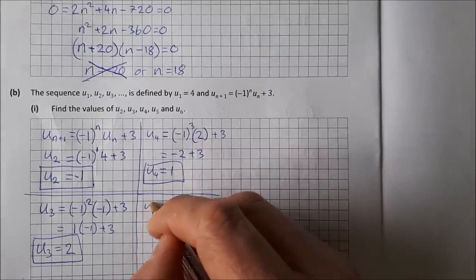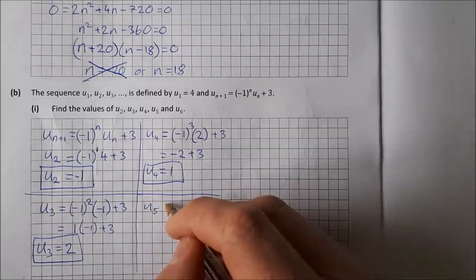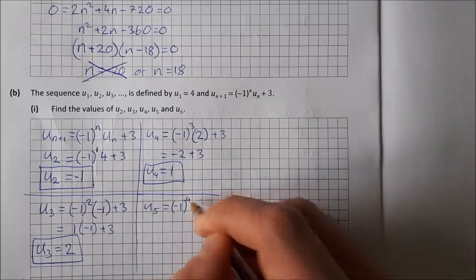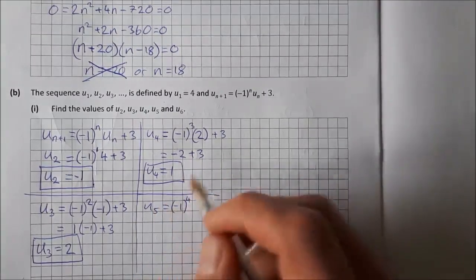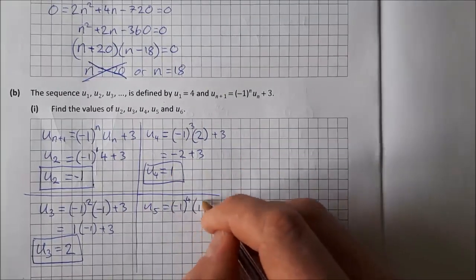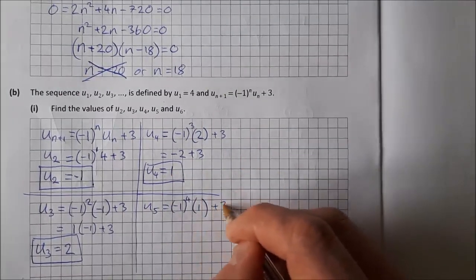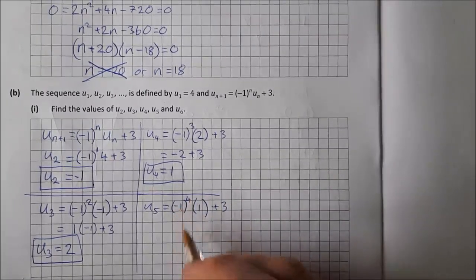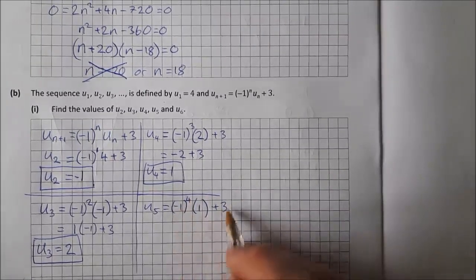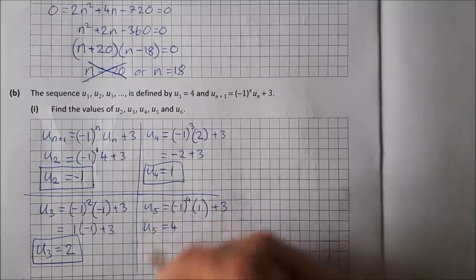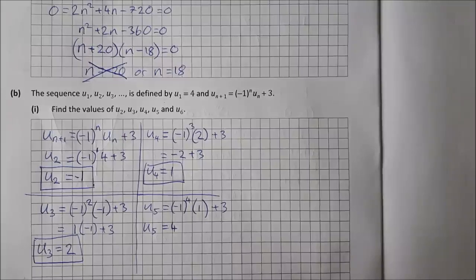On to u of 5. So u of 5 will be equal to minus 1 to the power of 4 times the previous one, times u of n, so times 1, and plus 3. Minus 1 to the power of 4 is plus 1. Plus 1 times 1 is 1. 1 plus 3 is 4. So u of 5 is 4.